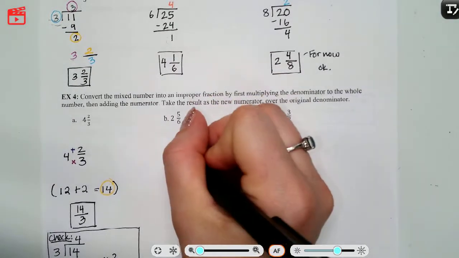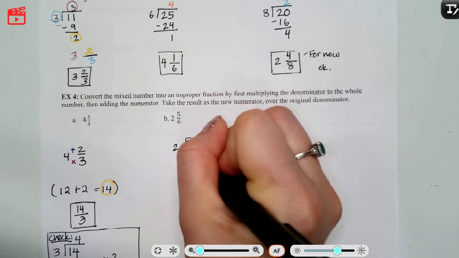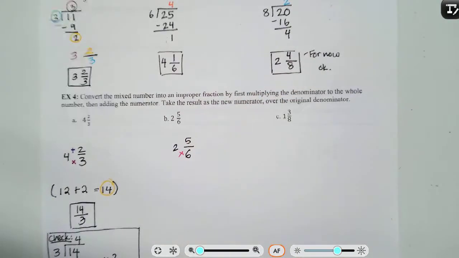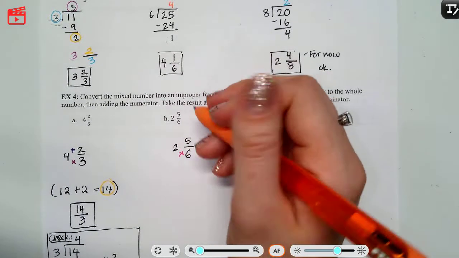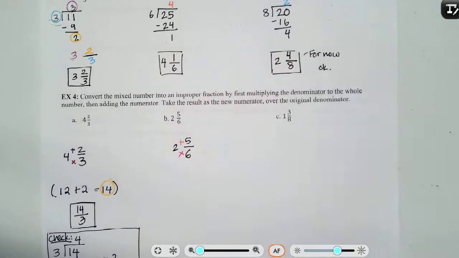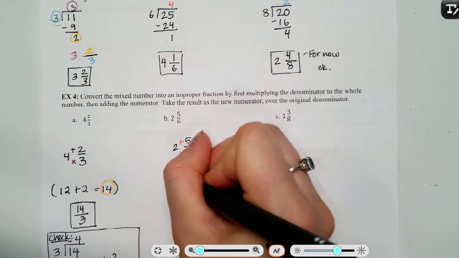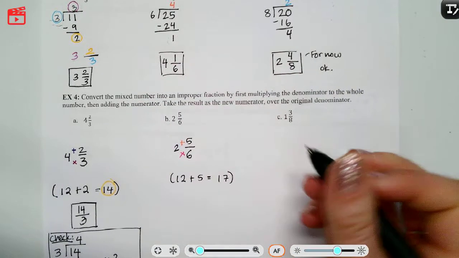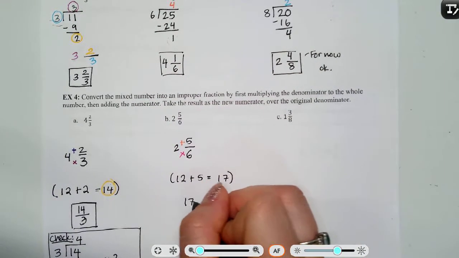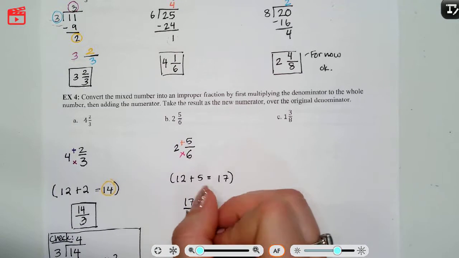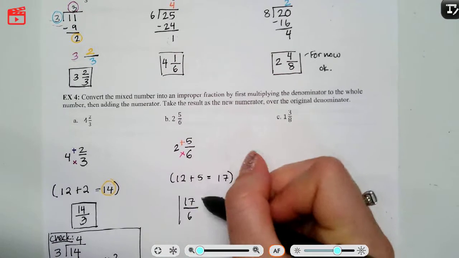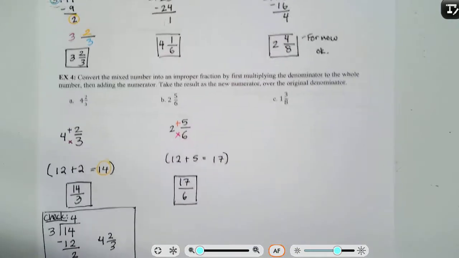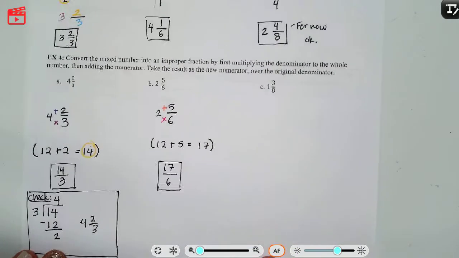All right, so let's rewrite this a little bigger. So we do the multiplication here, so that's going to be 2 times 6, which is going to be 12, and then plus 5. Let's write that out. 12 plus 5, which is going to equal, what is that, 17? So our new fraction is going to be 17 over the original denominator, 6. And you could check your work to make sure you were right, just like how we did on this one.